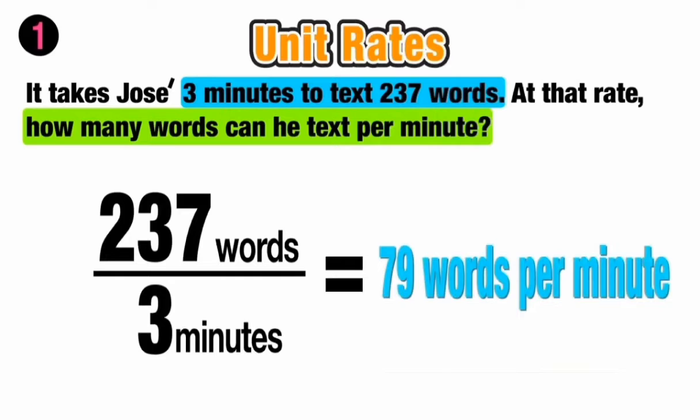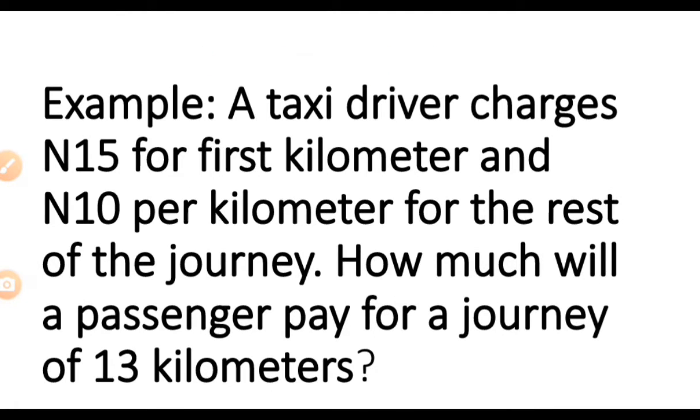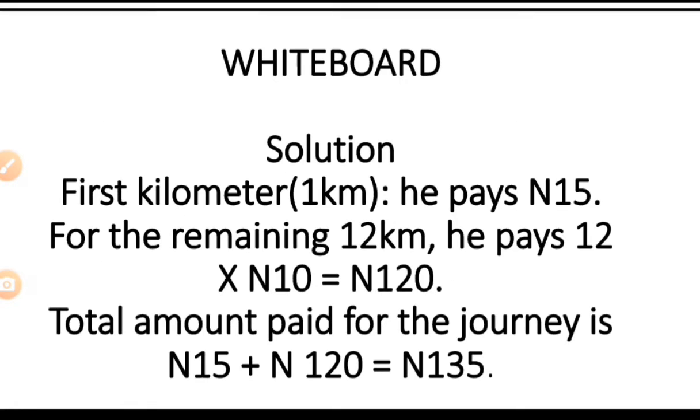Now let's look at variable rate. This is a change of one quantity per unit of the other that is not constant. That is always changing. Let's look at one example. A taxi driver charges 15 naira for the first kilometer and 10 naira per kilometer for the rest of the journey. How much will a passenger pay for a journey of 13 kilometers?